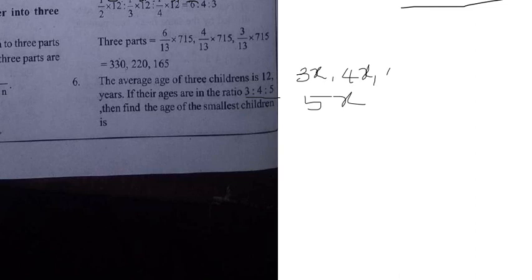Sum of observations divided by number of observations. Sum of observations means 3x plus 4x plus 5x, divided by the total number of observations. How many are there? 3 are there. So (3x plus 4x plus 5x) by 3 is equal to the average they have given, which is 12. Average is nothing but sum of observations by number of observations.